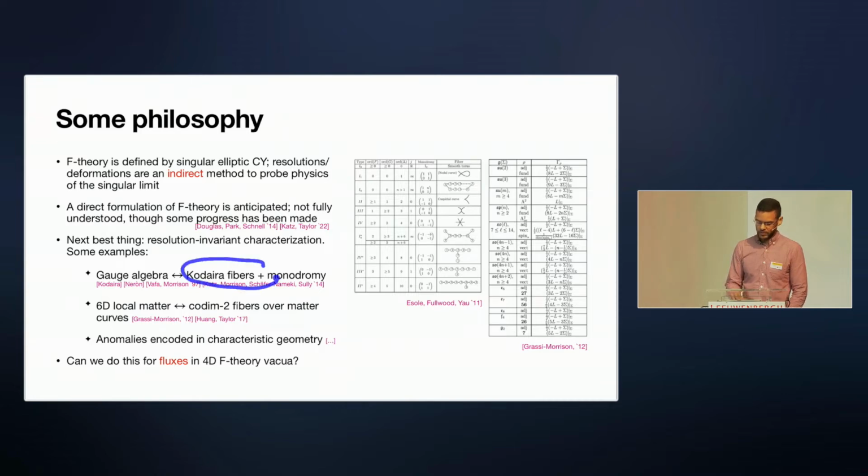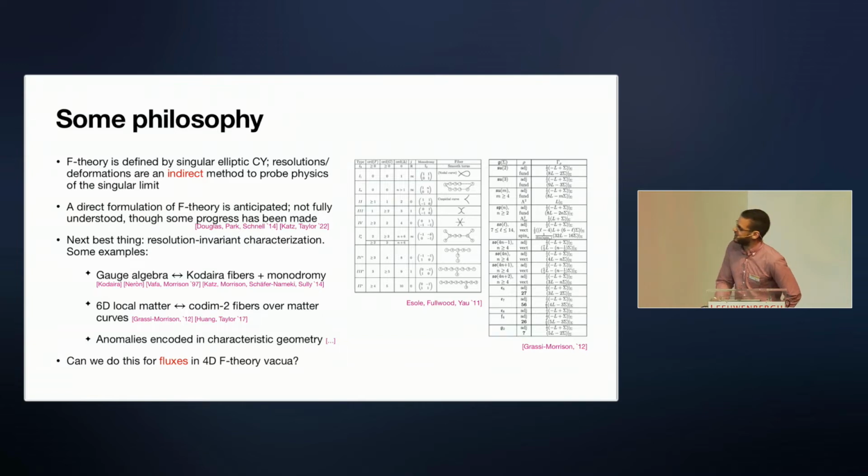These are classified by Kodaira fibers plus the addition of some monodromy to bring this into contact with non-simply laced groups. You could also talk about 6D local matter, which is associated to codimension 2 fibers over so-called matter curves in the base. And then there's the possibility of looking at things like anomalies, which are encoded in the characteristic features of the geometric background.